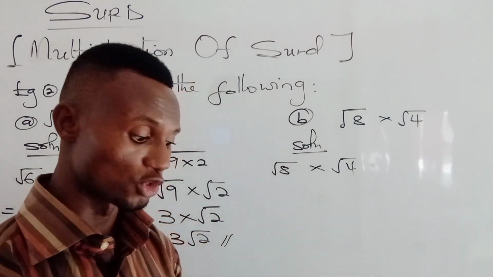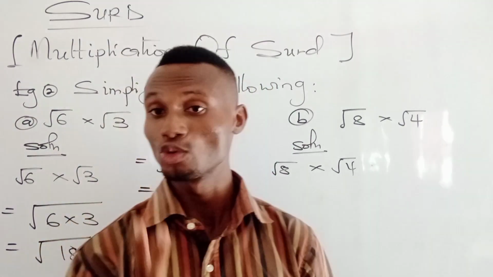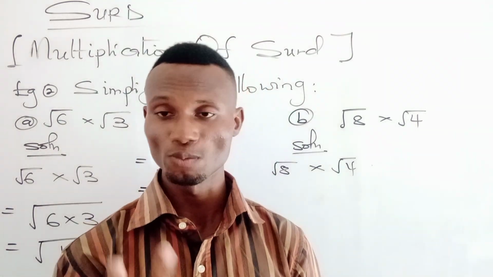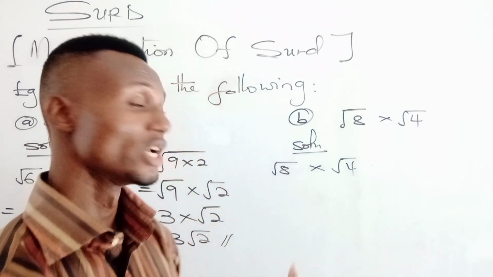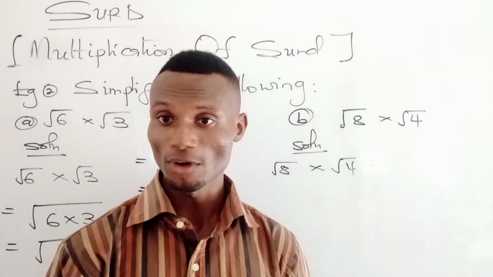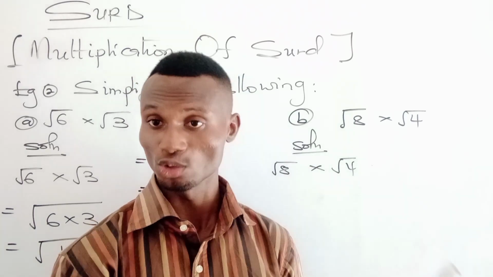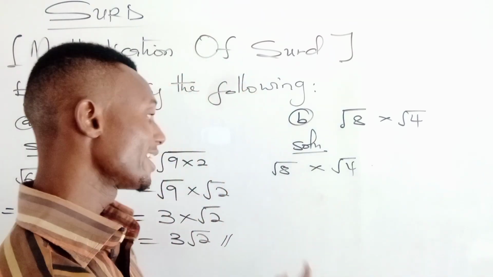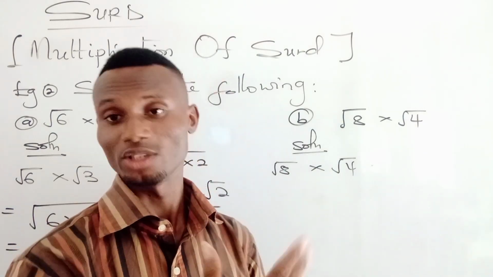So you look for two numbers that can multiply to give you back the 8, but one of those two numbers needs to be a perfect square. We are applying the simplification of surds. So the two numbers you can think of will be 2 times 4. 2 times 4 gives 8, and the 4 is a perfect square. So we can use 2 times 4. In place of the 8, I'm going to write 4 times 2 or 2 times 4.